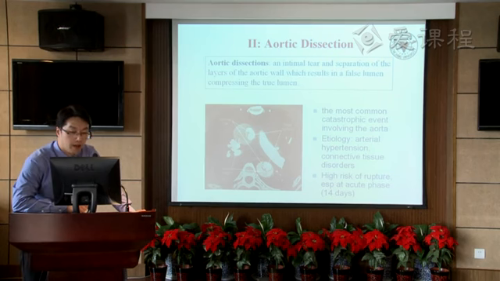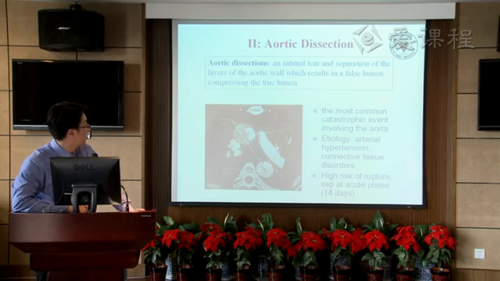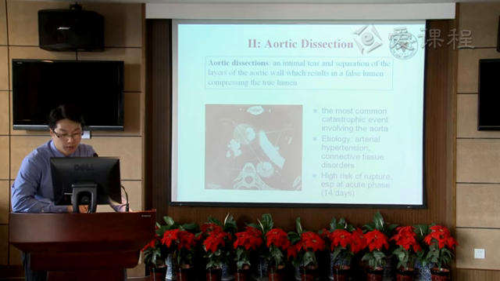Second is the aortic dissection. Aortic dissection is an intima tear and the separation of the layers of the aortic wall, which results in a false lumen compressing the true lumen. It is the most common catastrophic event involving the aorta.